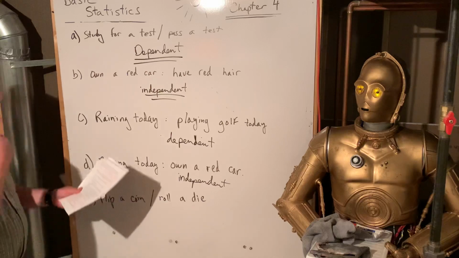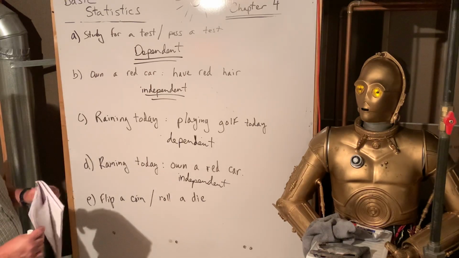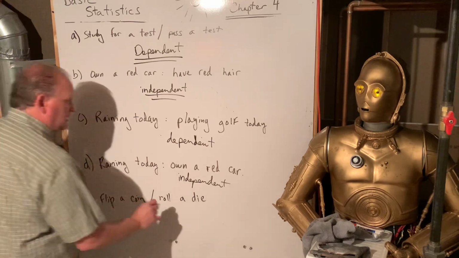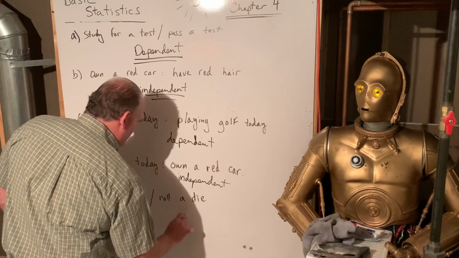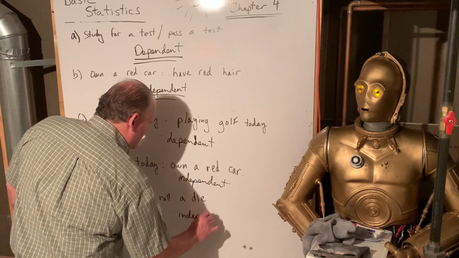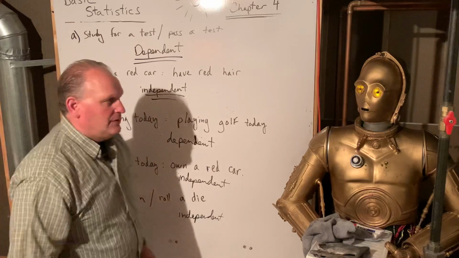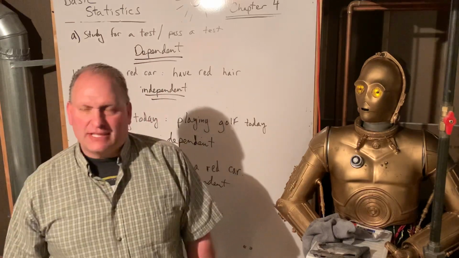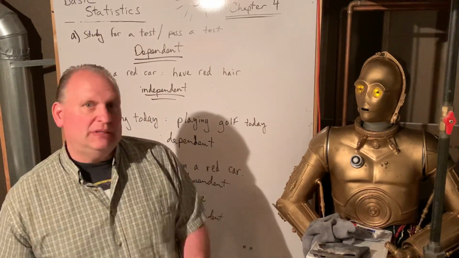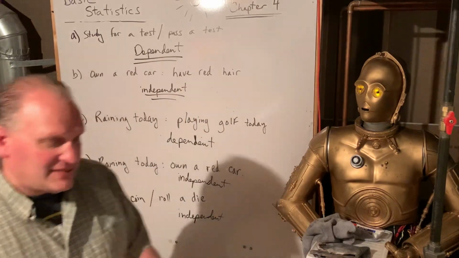And then on the next page, that's page 8, was flipping a coin and rolling a die. Those are completely independent of one another. That means whether I get heads or tails on the coin has nothing to do with whether I get a 1, 2, 3, 4, 5, or 6 when I roll the die. Those are completely independent of one another. All right? Okay, so let's see.